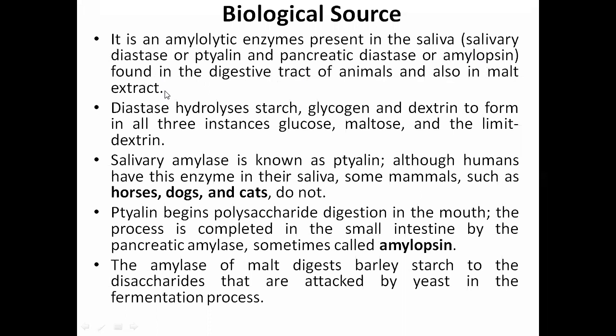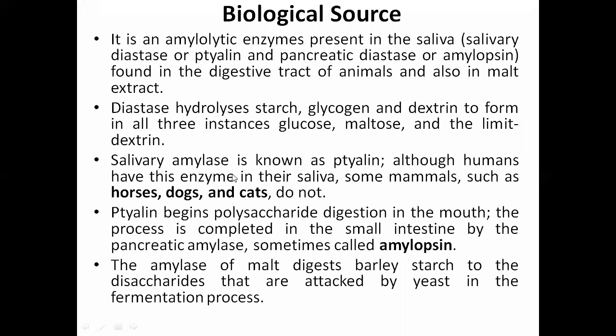That's what we discussed in the previous class. Malt extract, there it may also be present from a plant source. Diastase hydrolyzes starch, glycogen, and dextrin, which will be there in our food which we are eating, right? So this enzyme hydrolyzes them to form glucose, maltose, and limit dextrin, right? So by hydrolysis it is converting them into three different forms.